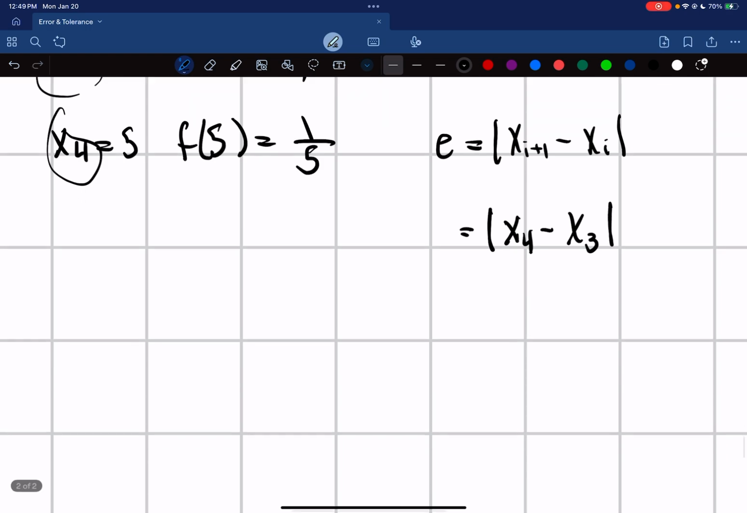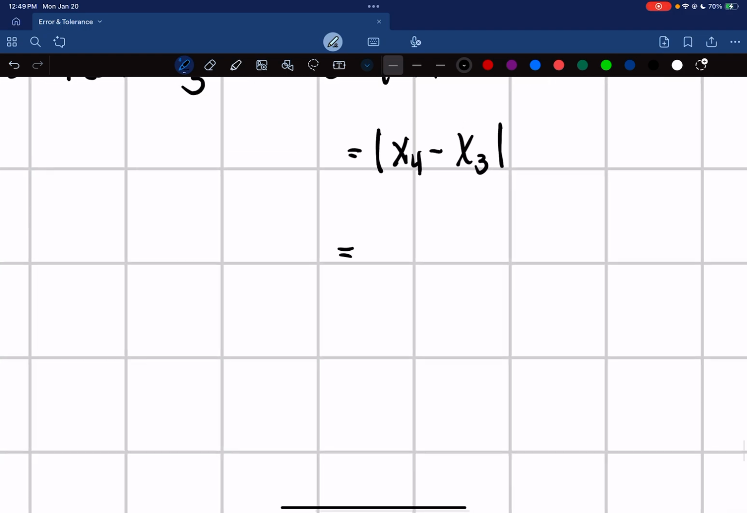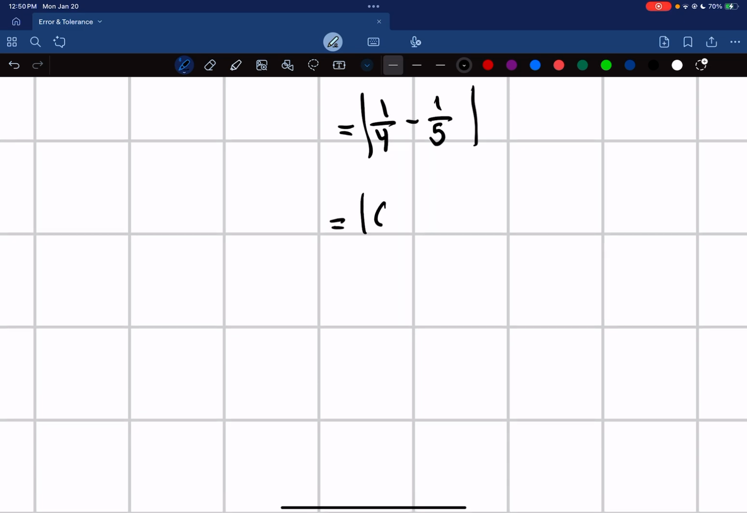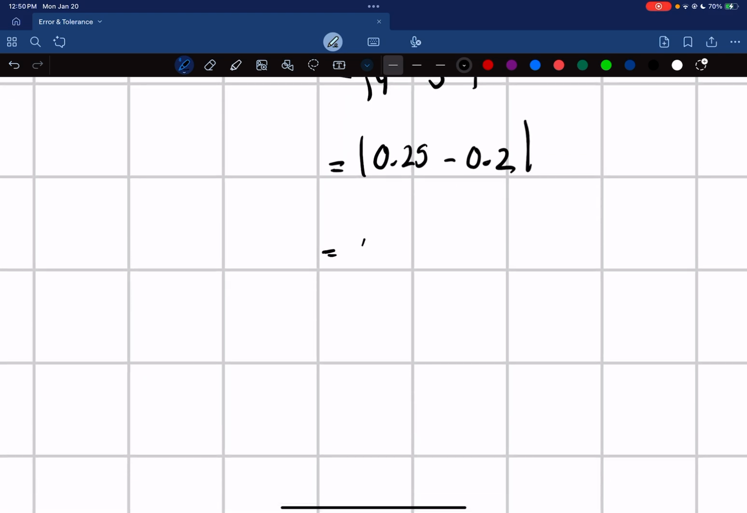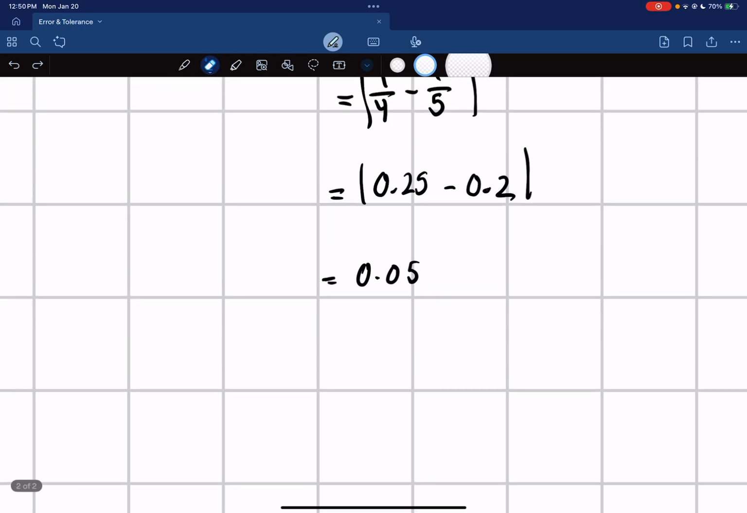And so what are my values here? I have 1/4 minus 1/5. 1/4 is 0.25 minus 0.2, pretty sure that's what it is. And so what we'll get is just 0.05. We don't need the absolute value here; it just drops because it's a positive value anyway. So now that we have this, that's my error.